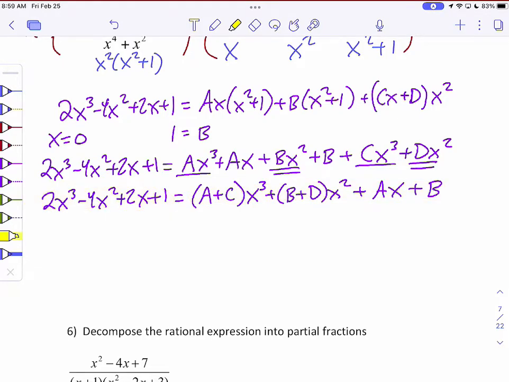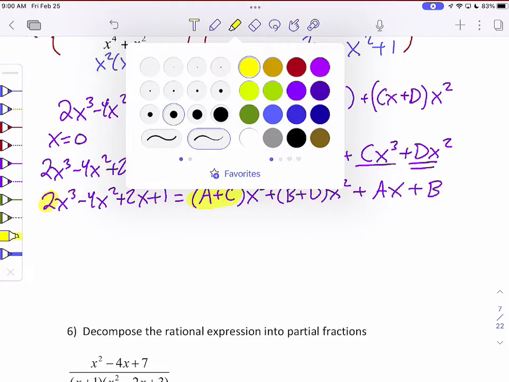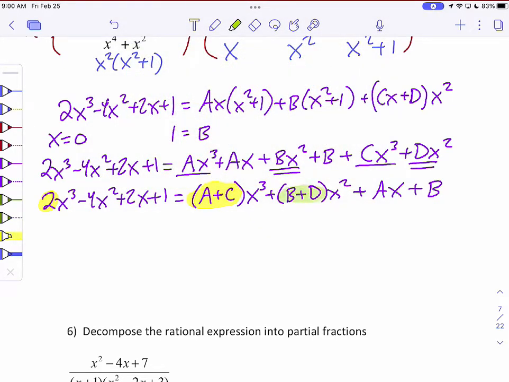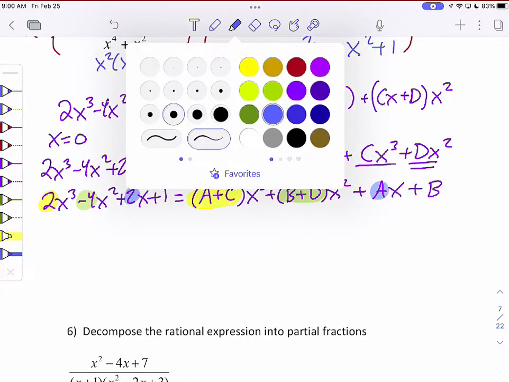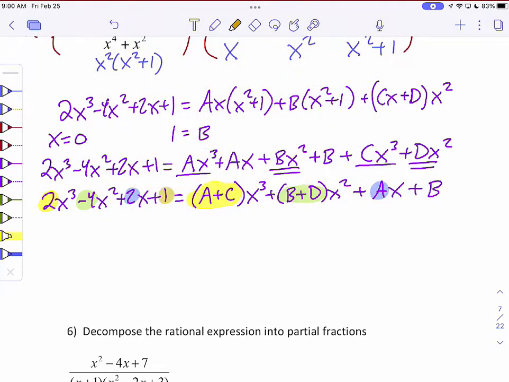So what does a plus c have to equal? You guys tell me. 2. Because that's the number in front of the x cubes. Okay, I'm going to use a different highlighter here. And then the b plus d has to equal -4. And I don't like that pink. And the a has to equal 2. And the green doesn't really look right. Let's use orange. Does that orange look orange? Yeah, that's okay. And then the b equals 1.